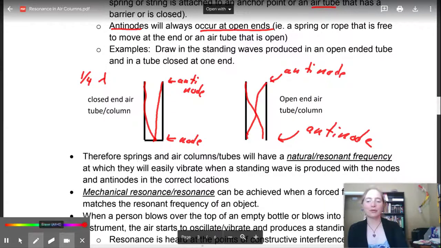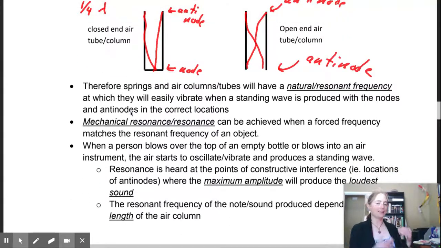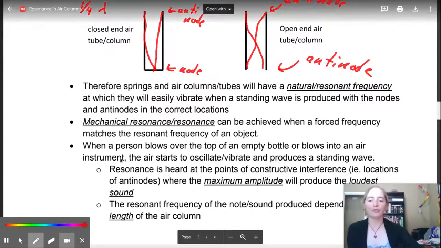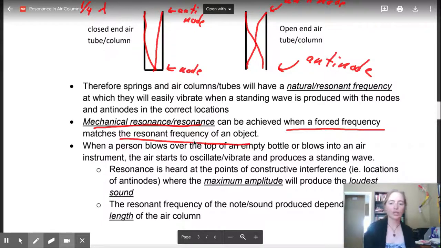So ladies and gentlemen, anything that's going to be vibrating in a standing wave is going to have a natural or resonant frequency at which it's going to vibrate to create a standing wave with the nodes and antinodes in the correct locations. So remember with the video of mechanical resonance and forced frequency, we can achieve this when a forced frequency matches the resonant frequency. Okay, so for example, we're going to come back to our pop bottle here.